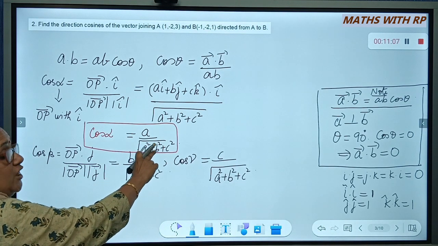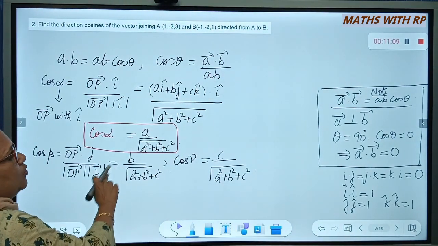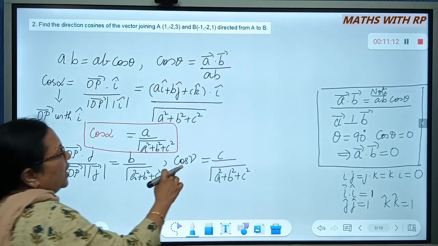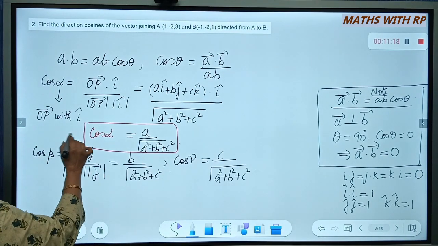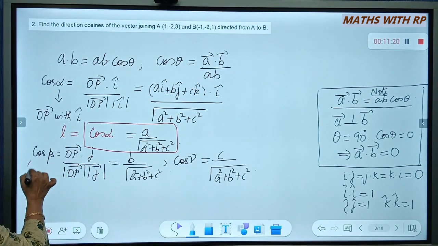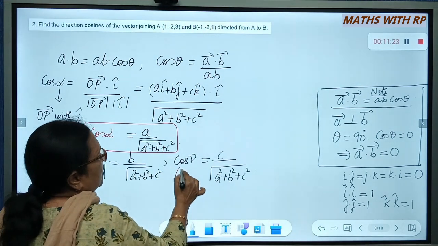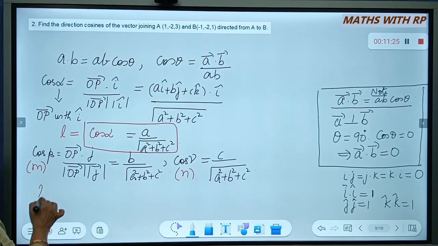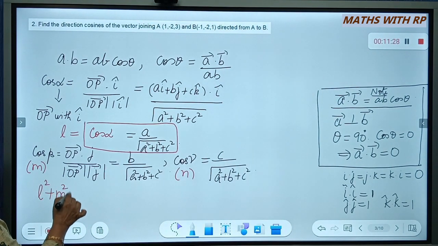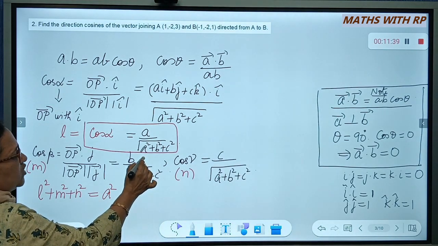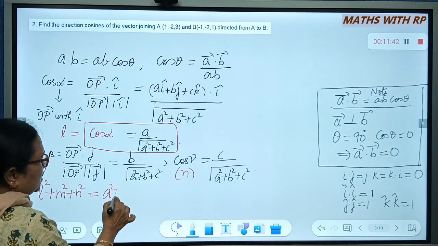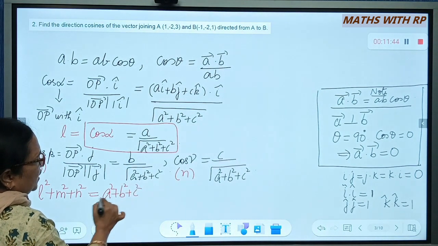This is the length of r vector. Cos beta is b by root of a square plus b square plus c square. Cos gamma is c by root of a square plus b square plus c square. Let me call cos alpha as l, cos beta as m, and cos gamma as n. Now, what will be l square plus m square plus n square? It will be a square plus b square plus c square over the same denominator. So the denominator is the same, and when I add, I will get 1.